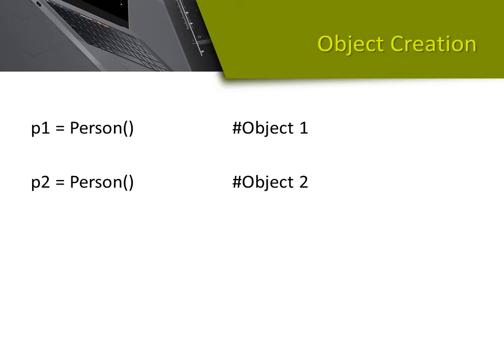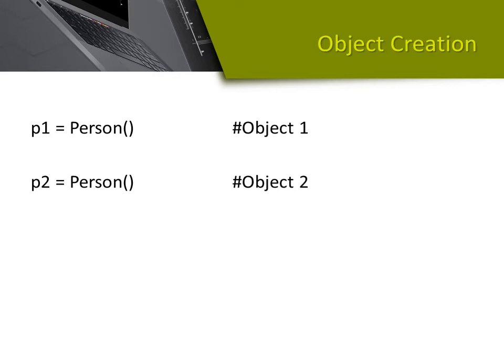To define an object, we have to write a statement like this. An object, say P1, is equal to person. Here P1 is the name of the object and person is the name of the class. All the object names and class names are case sensitive. The next line over here represents an object P2 of the same class person.